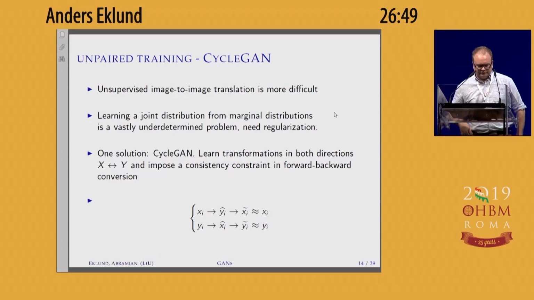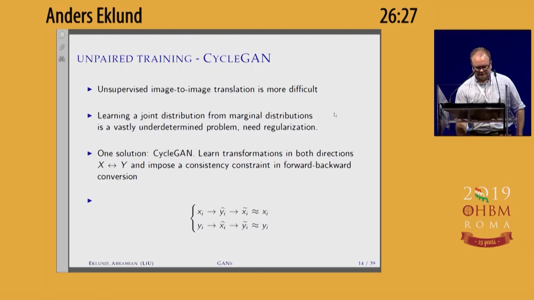So if we want to instead do unsupervised translation, for example, using CycleGAN, we need to learn this joint distribution from the marginal distributions, and this is a much harder problem. So we need some kind of regularization to handle this.